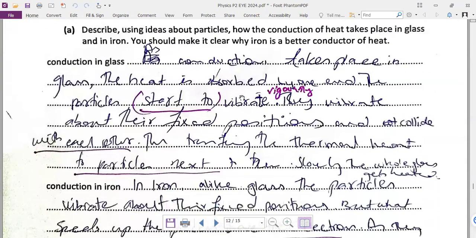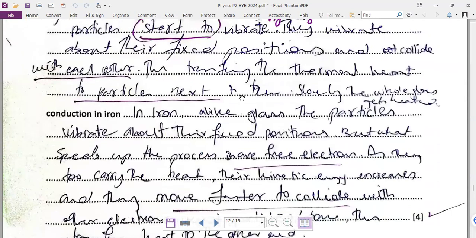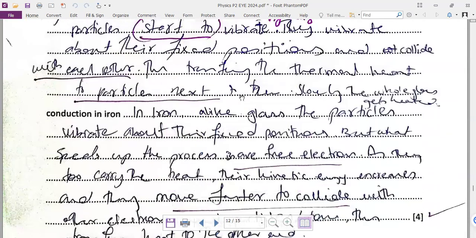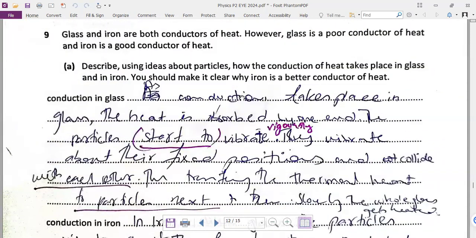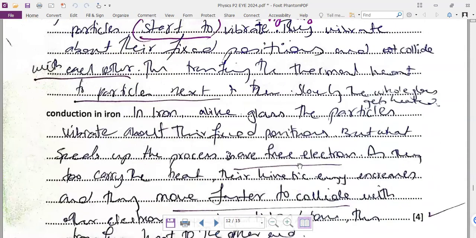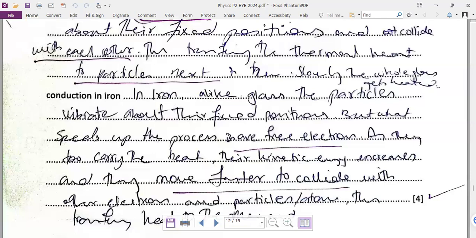He gets all the marks. Okay, so he has his own response. You can write your response. I can tell you the difference and the 4 points. The 4 points are aiming at two things. One is the atoms in the glass are vibrating, and there are no free electrons in the glass. The atoms in the iron have free electrons. So these two are the differences.